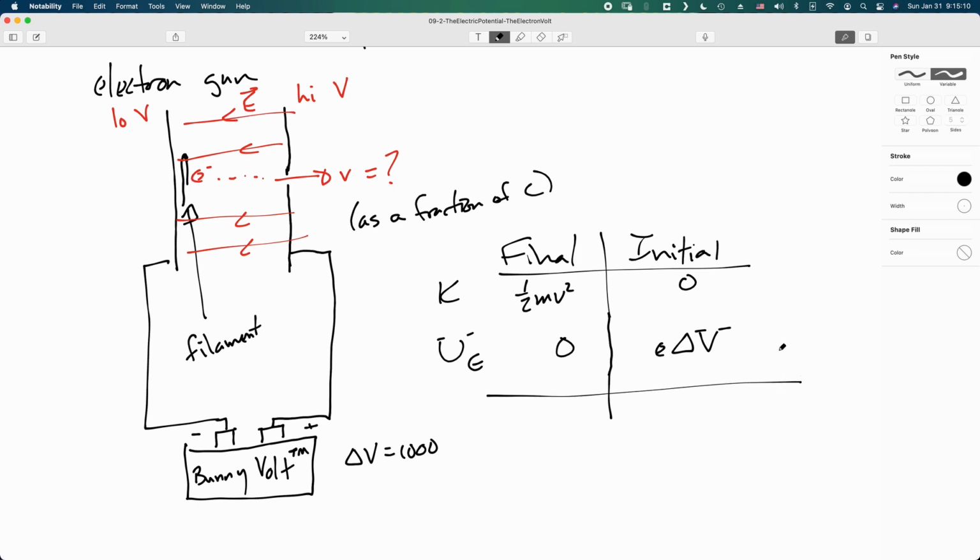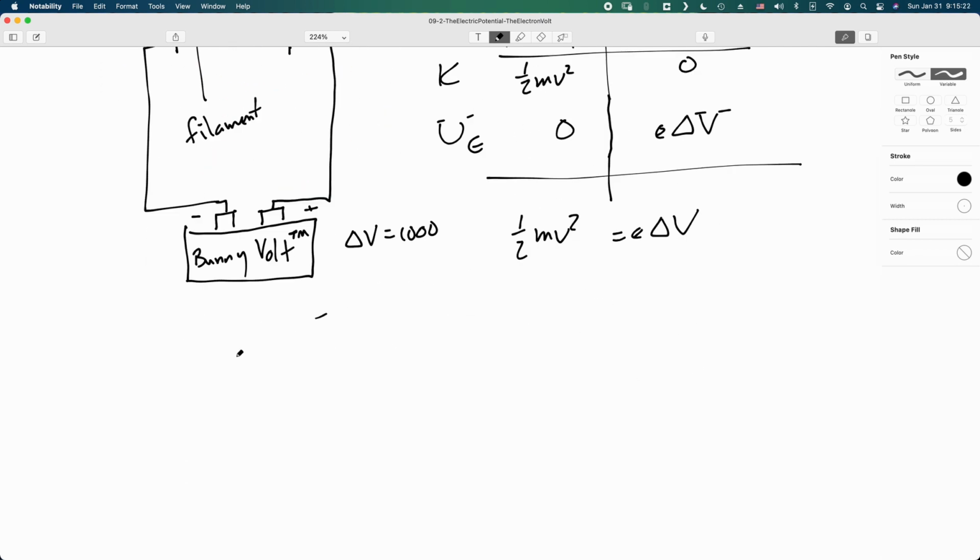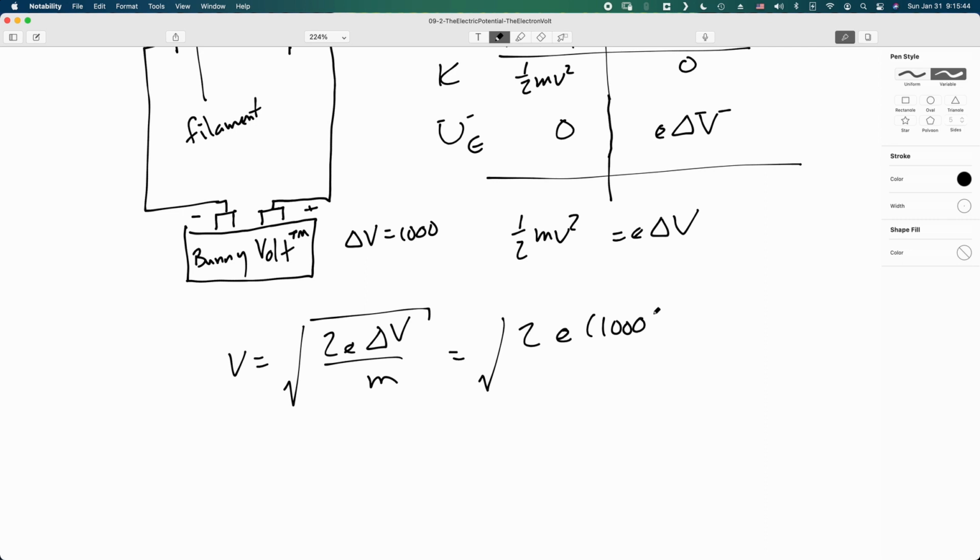So you go ahead and you just solve this the way you would before. E delta V, and you get that the final speed is the square root of 2 E delta V over m. Now here's where the magic comes. You don't substitute in for the E. You just leave it there. We'll put in our 1,000 volt potential difference.